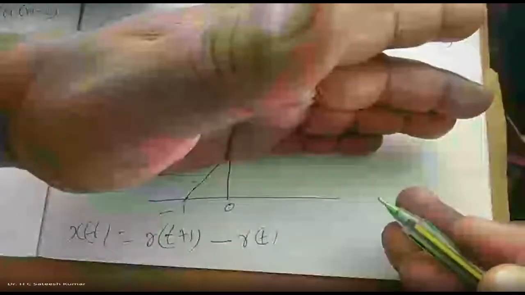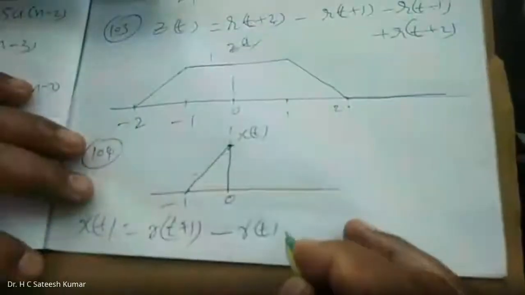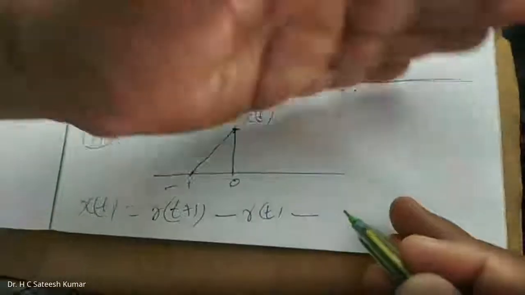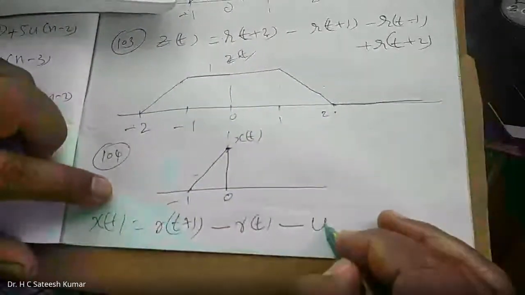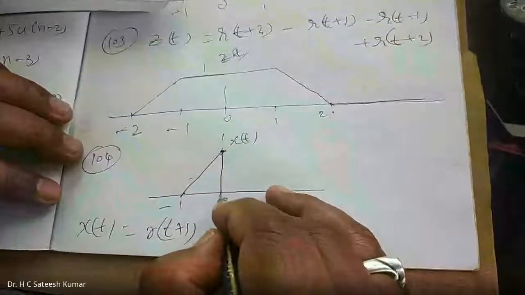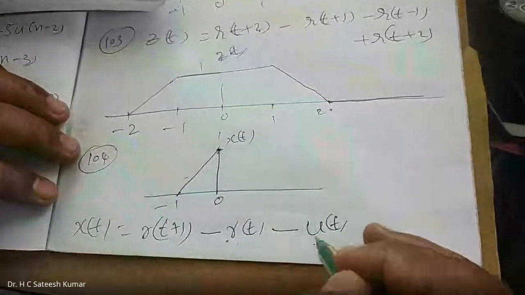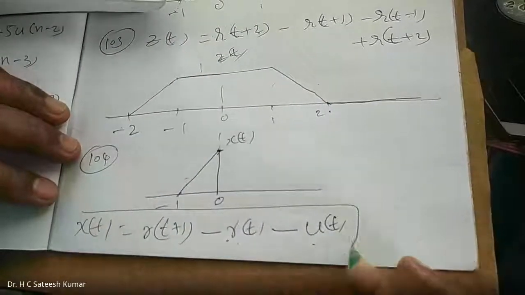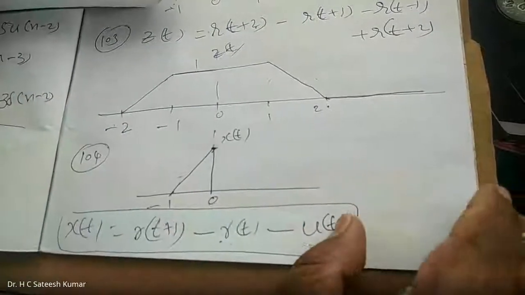Now you'll have to come down. So what should you do? If you want to come down, come one step down. Therefore, step we should use. Minus u of t. At the same point only it should come down. That's why R of t plus 1, minus R of t, and minus u of t should be done. That's it. That's how we should represent it. Okay, right. One more problem I have seen in some of the papers.